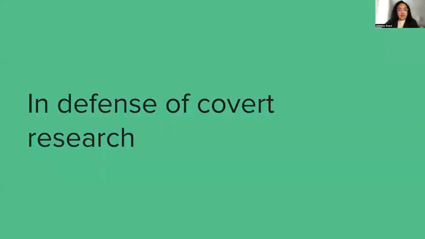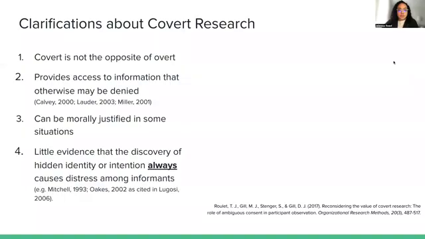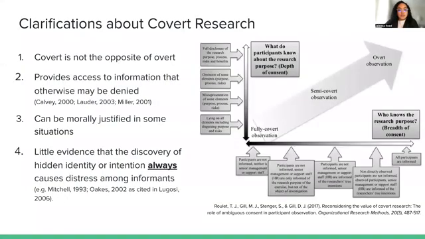So, in defense of covert research. Researchers who continue to do covert research have pointed out the issues with assuming that all research that is not overt must be covert. Covert research provides access to information that otherwise may be denied. Some situations may morally justify covert research, such as the intent to reveal crime, violence, and exploitation. For example, conducting an undercover ethnography of the organ trafficking underworld to expose crime may be a situation where covert methods are warranted.